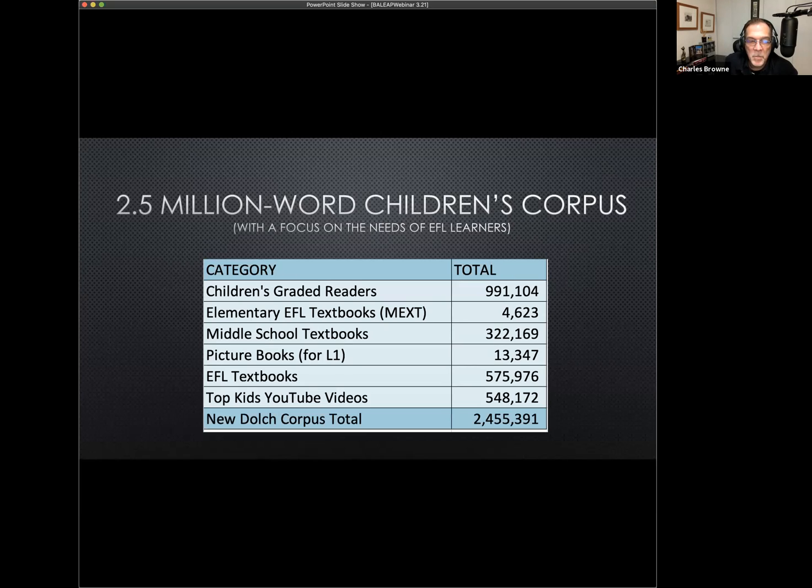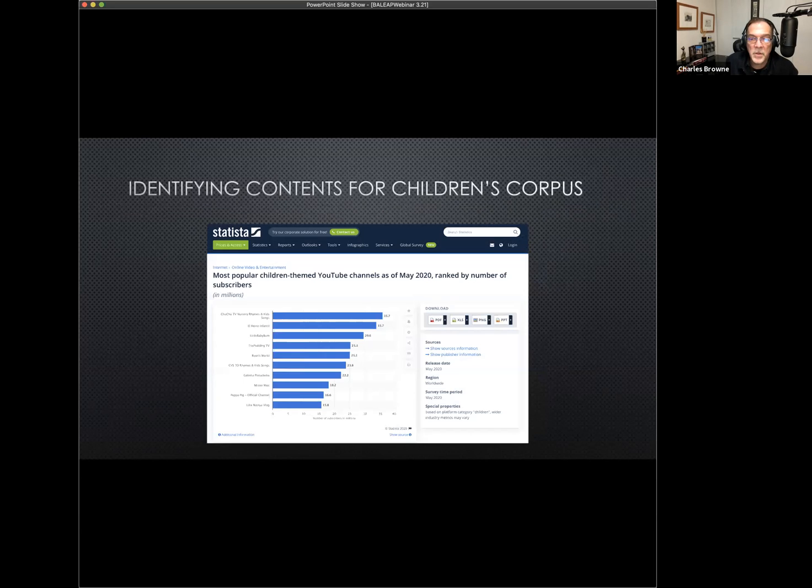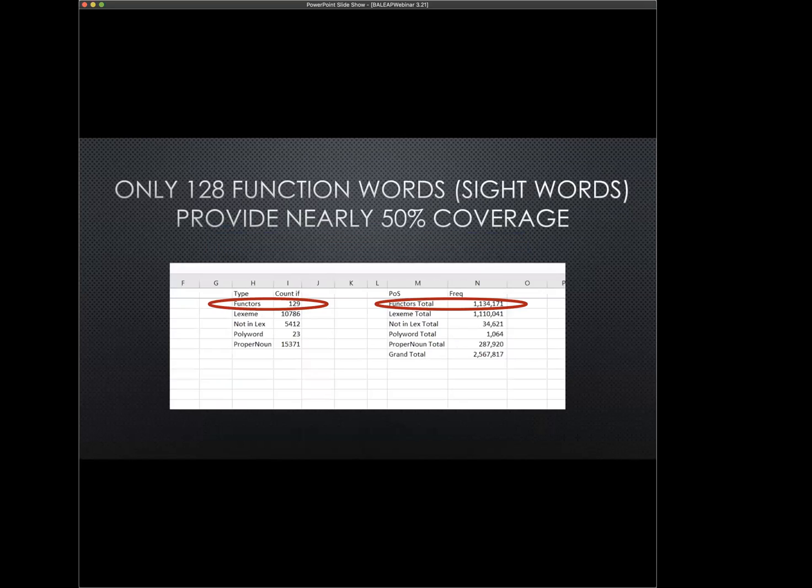And you can see the makeup represents children's graded readers, children's EFL textbooks, picture books, which are for L1, sort of like Cat in the Hat, Dr. Seuss kind of things, and then also a big chunk of it is children's YouTube videos. And we were able to identify what were the most popular YouTube channels for children, utilizing this Statista website. And we were able to get very, very high coverage.